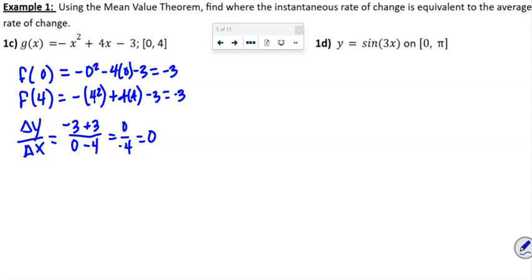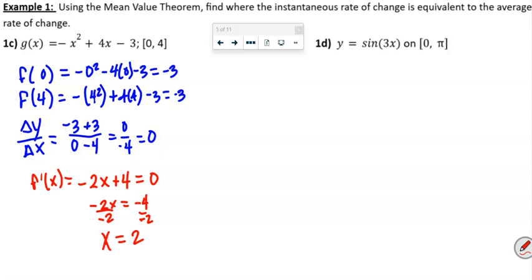So now let's take the derivative of our function right here. So this is going to be f prime of x. So that's going to be negative 2x plus 4. And we're going to set that equal to 0, right? So we're going to subtract 4 from both sides. That's going to be negative 2x equals negative 4. Divide both sides by our negative 2. And this one is going to be x equals 2.